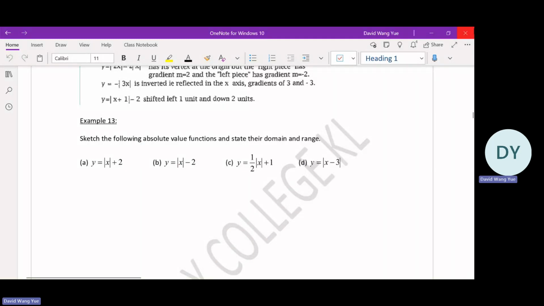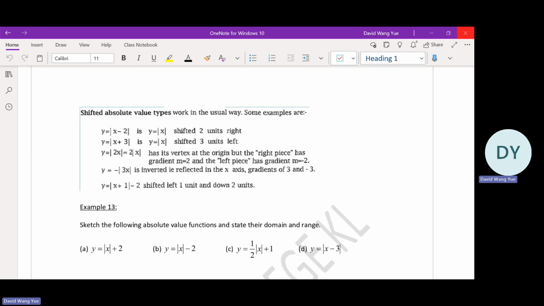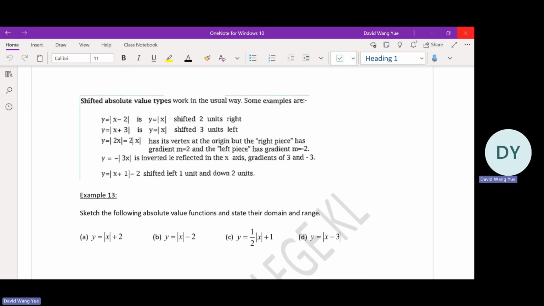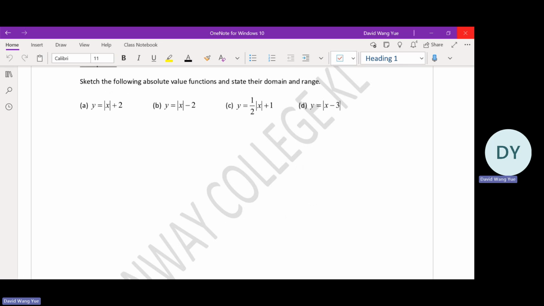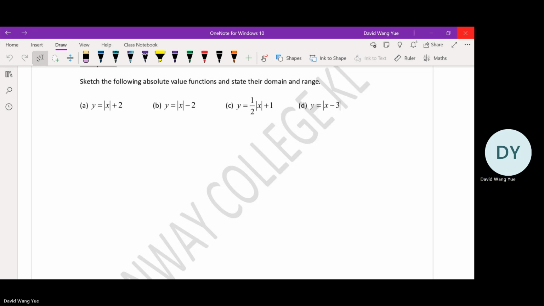Sketch the following absolute value functions and state their domain and range. Before this example, here we can see we can use graph transformation to sketch. For example, if you look at y equals modulus of x plus 2, this is y equals the modulus of x shifted up by 2 units.